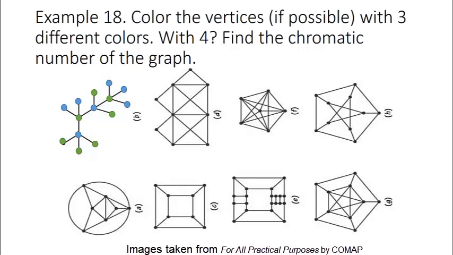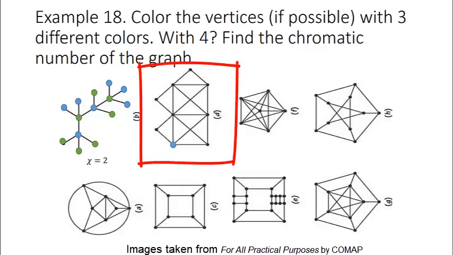Note, no 2 vertices that are connected by an edge have the same color. And so the chromatic number, which we represent with the Greek letter chi, it looks like a really fancy X, of this graph is 2. All right, what about the next one?